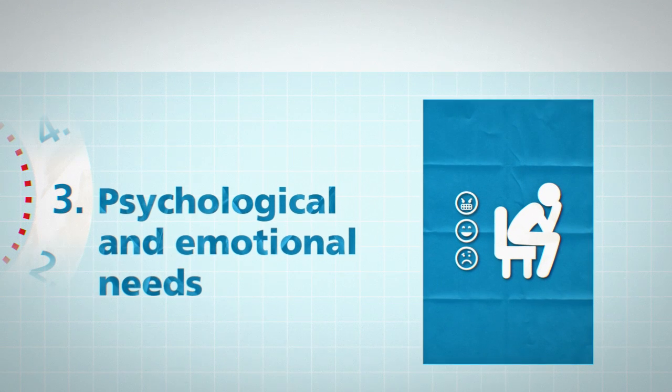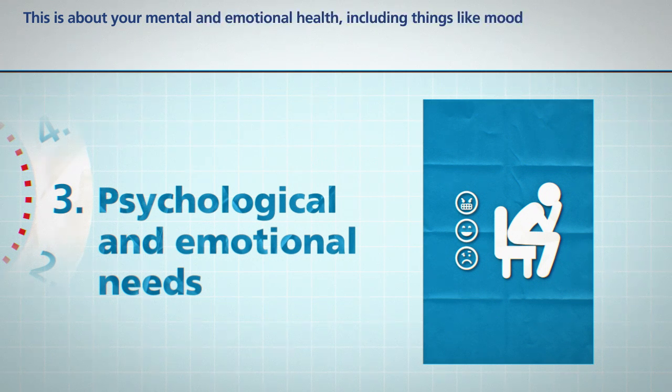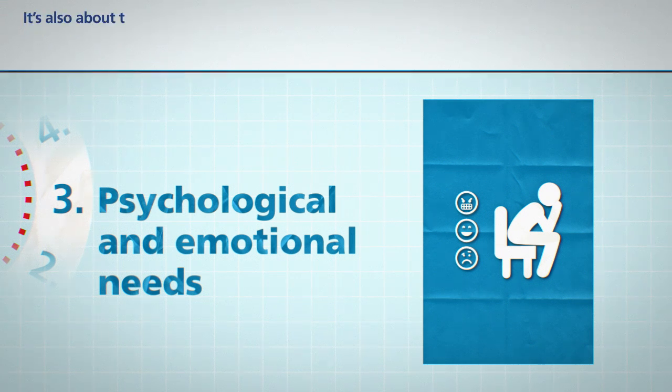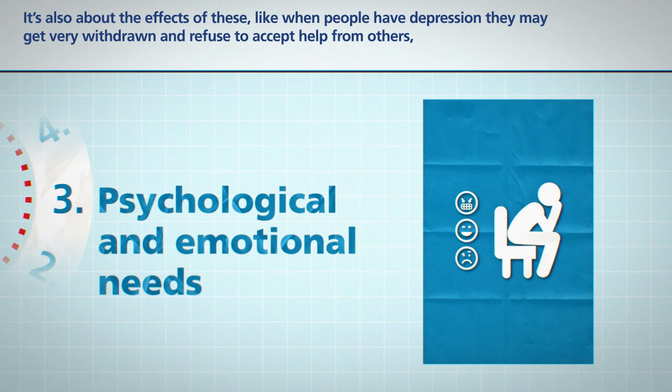3. Psychological and emotional needs. This is about your mental and emotional health, including things like mood disturbances, hallucinations, or anxiety. It's also about the effects of these, like when people have depression, they may get very withdrawn and refuse to accept help from others, which makes it harder for them to get better.